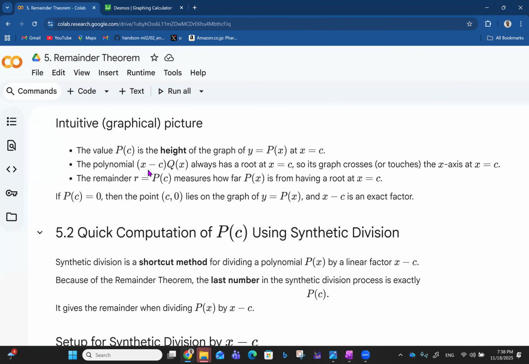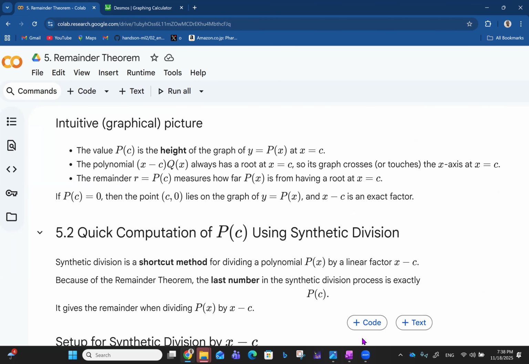So the polynomial p of c minus x minus c times q of x always has a root at x equals c, so its graph crosses or touches the x-axis at x equals c. That's why, if I keep going, it will move towards 7. So if p of c is equal to 0, then the point c comma 0 lies on the graph y equals p of x, and x minus c is an exact factor.